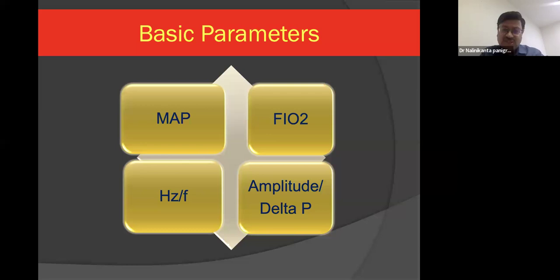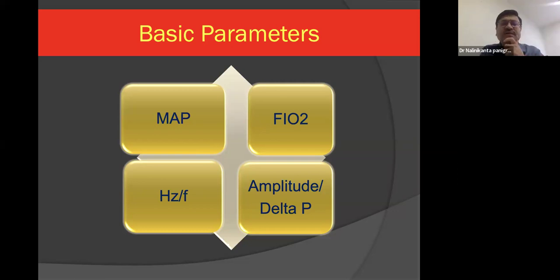But here in HFO, the parameters are relatively simple because FiO2 is constant, oxygen is constant with the blender across all the respiratory support machines. If HFNC, CPAP, NIV, conventional ventilator, HFO, everywhere the FiO2 is constant, which helps in oxygenation.